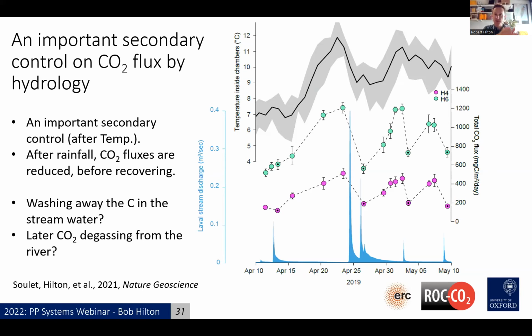So instead, Guillaume stayed in France and measured over here from April 10th to May 10th regularly, and especially tried to get there after big flood events, storm events. This graph is showing flux is changing, and the take-home message is that when a rainfall event happens, we see the CO2 flux change quite rapidly, decline, and then kind of bounce back, within about a day. So it's a kind of secondary control, but it's an important one and it's interesting. We talk about this in the paper, about this maybe being washing the carbon into the river water, so maybe it gets released later anyway.